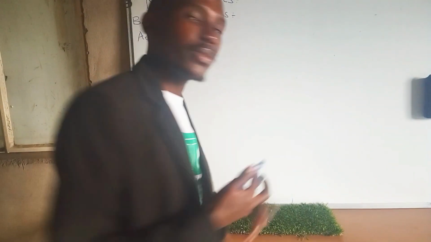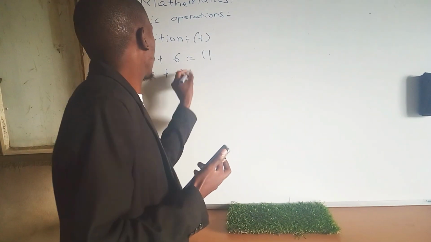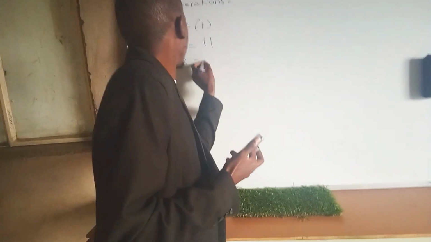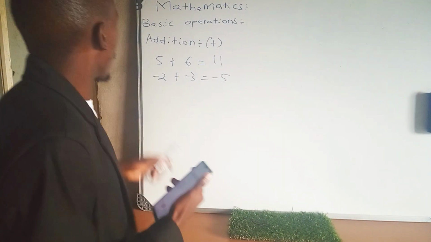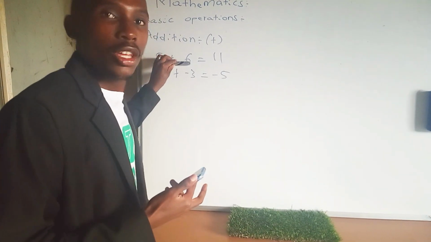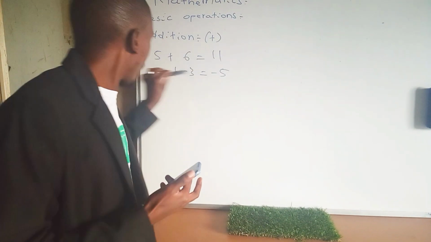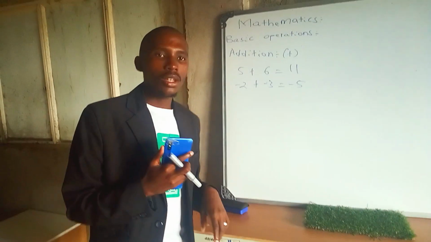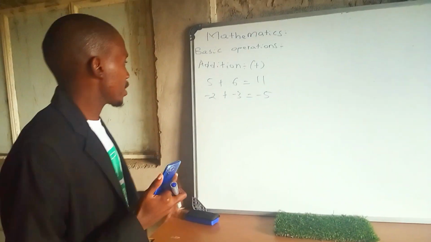Because the numbers are positive, the answer is going to be positive. If we have -2 plus -3, the answer will also be negative, which means it's going to be -5. So, if we have numbers with the same sign, we add them and the answer takes that sign. It's simple as that.